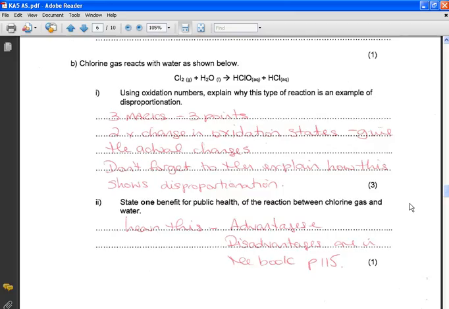Okay, again, this is another oxidation number one. So if you're not sure about oxidation number rules, you will struggle with this question. And it's 3 marks and they are very straightforward marks if you know how to work out oxidation states. Give the 2 changes, and then answer the rest of the question, which a number of you didn't do. You gave the correct oxidation state changes, but you missed out on the last mark because you didn't explain how it showed disproportionation, which is what the question also asks.